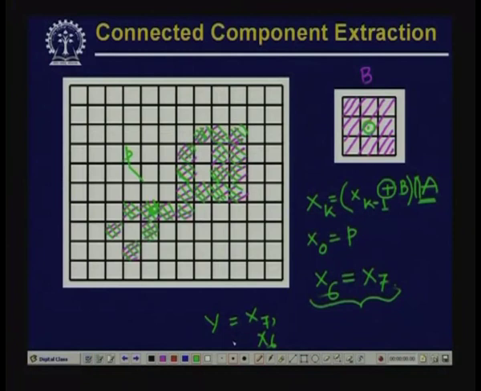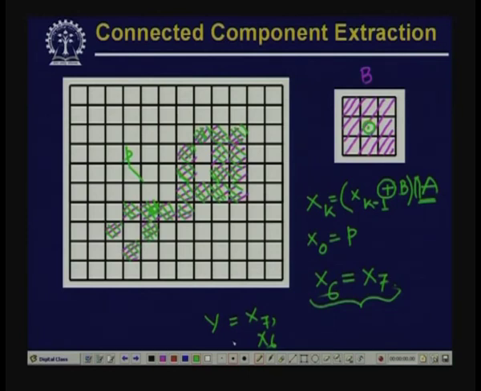So, when this algorithm converges, all the connected points in set A, which in our case is set Y, the connected set of points, will be accumulated in the point set X_6, which we have got as a result of this iterative operation of X_k equal to X_(k-1) dilated with B, taking the intersection with our original set A. So, in this particular case, we have started with a point belonging to the set Y, and then we have tried to grow the region starting from that particular point.